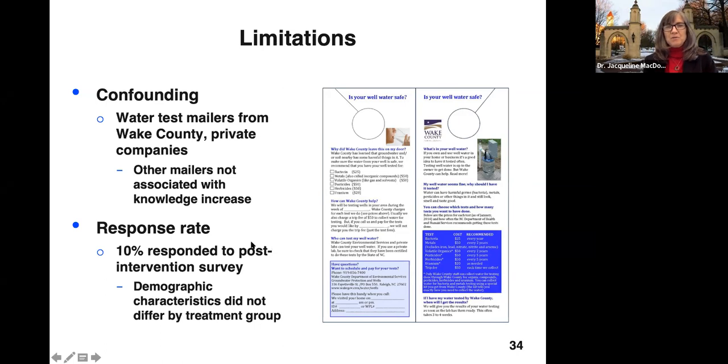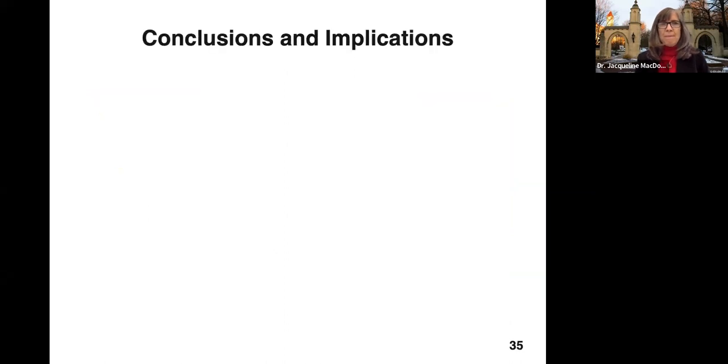Also, our response rates were much lower than we wanted. Only about 10% responded to our post-intervention survey. But we did look and see, we were thinking maybe there's some self-selection. Are certain demographic groups more likely to respond than others? And the demographic characteristics didn't differ by treatment groups for the respondents and non-respondents. So again, we're pretty confident in the results.